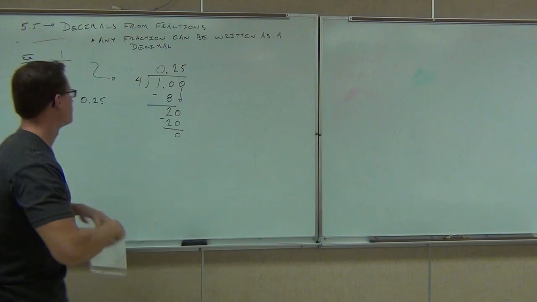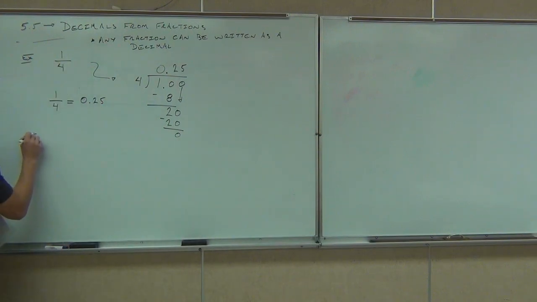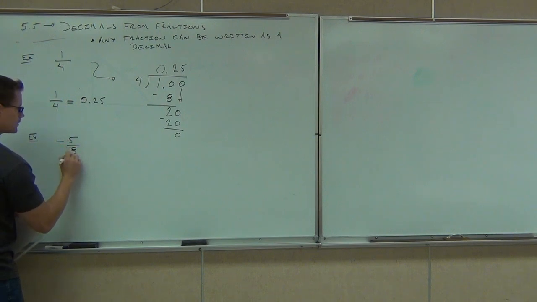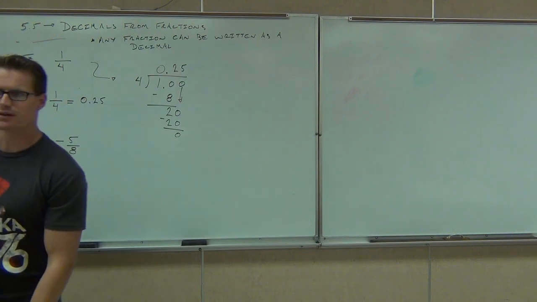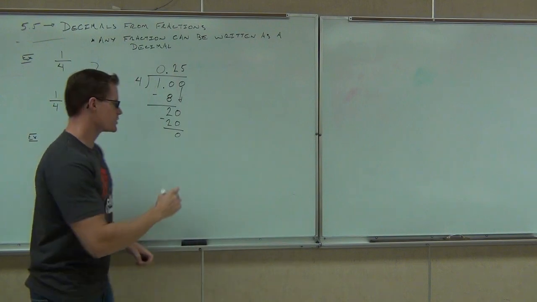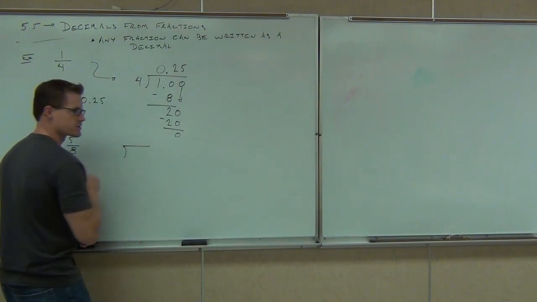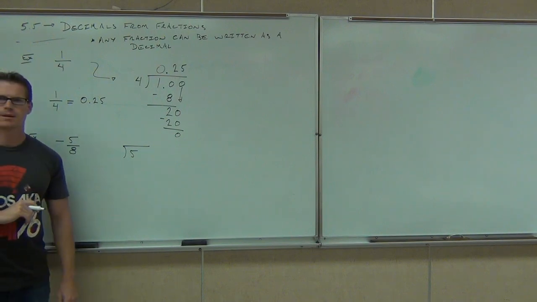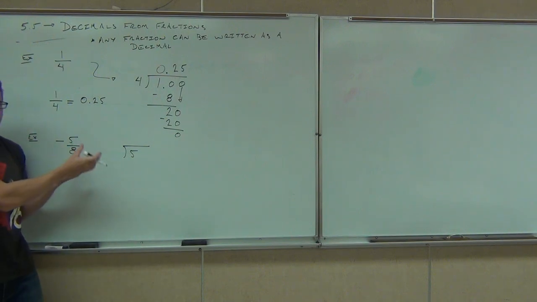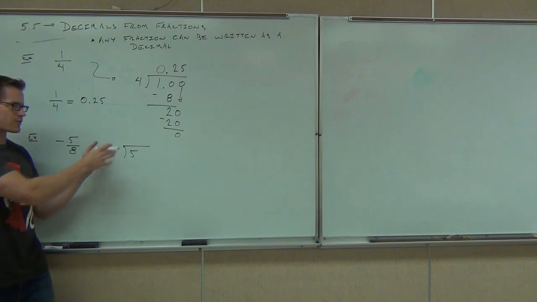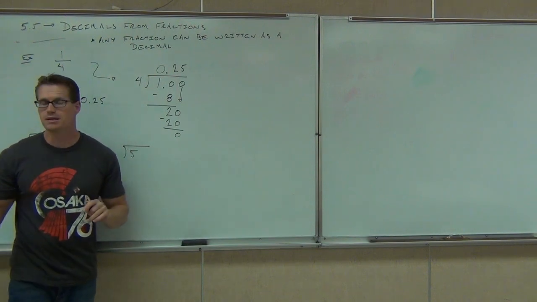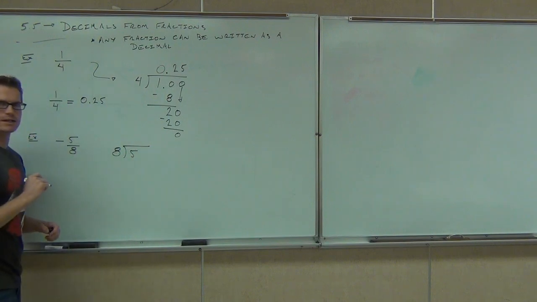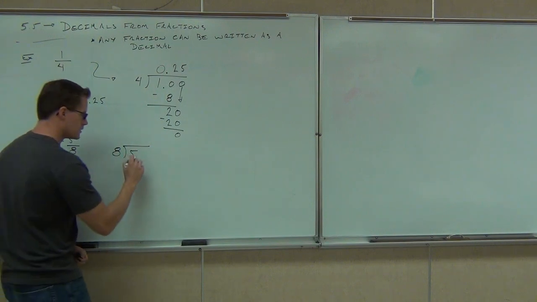Let's try one more. Let's try -5/8. What number is going to go on the inside of my division, please? -5. Good. Now, do I need the negative? No. As long as I remember that this answer is going to be negative when I get it, that's fine. So whatever I get out of here, my decimal is going to be negative. What number goes on the outside? 8. Okay, tell me what I need to do. Put a negative sign, decimal.